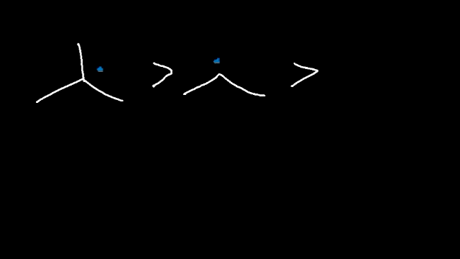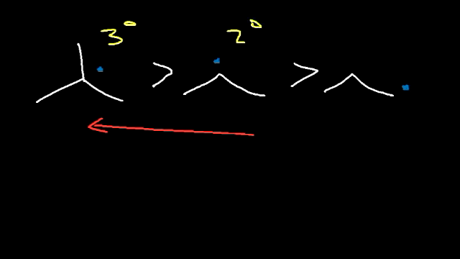Now, what about radicals? A tertiary radical is more stable than a secondary radical, which is more stable than a primary radical. And the reasons are similar. It's because of the methyl groups, they're electron donating groups. They can donate electron density by means of the inductive effect and the hyperconjugation effect.